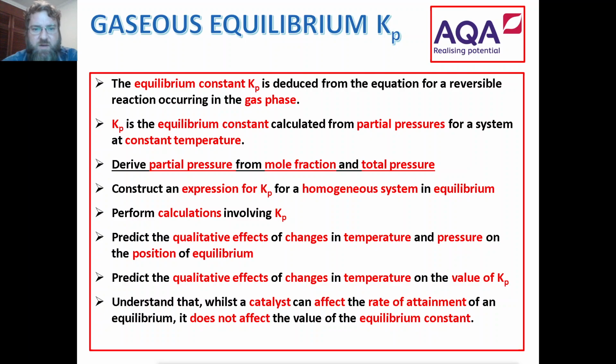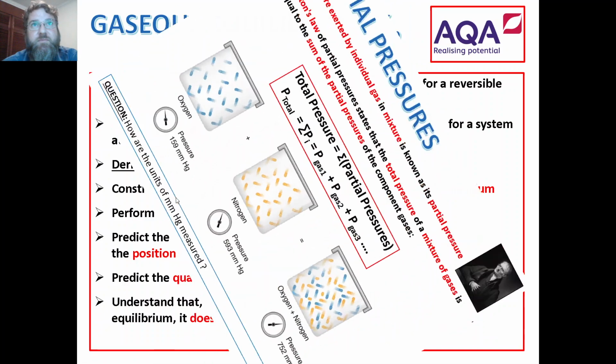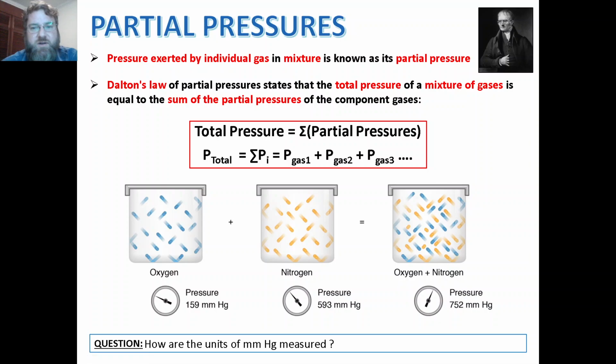Let's look at what's underlined here: partial pressures, mole fractions, and the total pressure. Right, so partial pressures was a theory thought up by a guy called John Dalton. That's a picture of him over there. And what he said basically is you sum up all the pressures of the different gases in a mixture and you're going to end up with the total. Okay, so it's pretty straightforward.